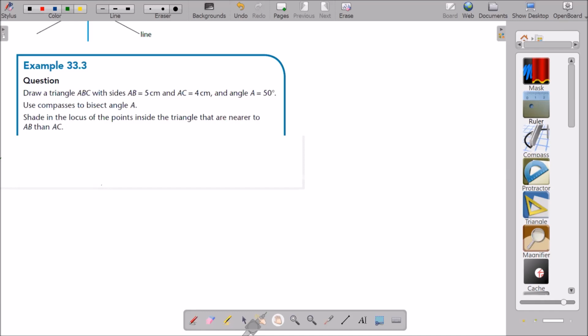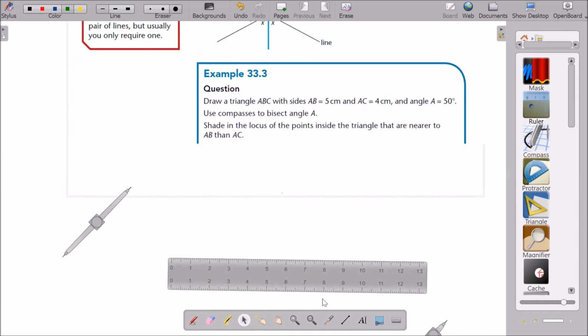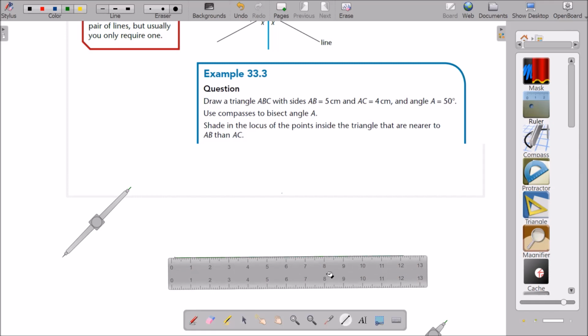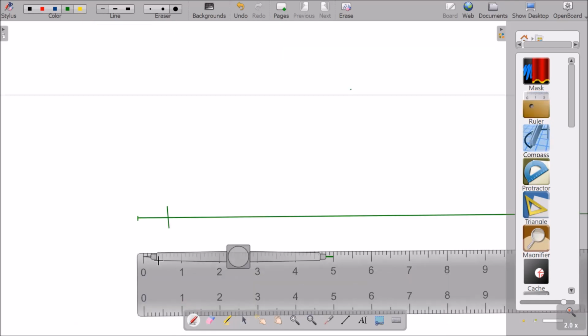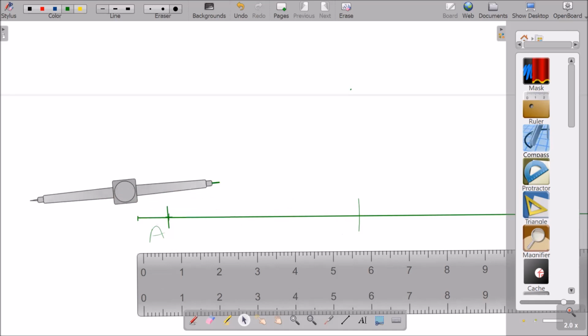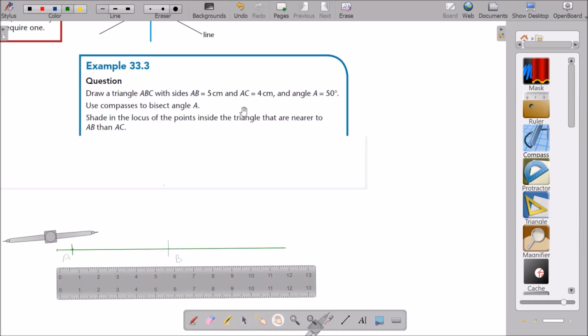Okay, let's draw the triangle. So first we want AB, which is 5 centimeters for our baseline. Draw our line, mark point A, then take our compass, measure 5 centimeters, go to point A and mark off point B at 5 centimeters. Okay, that is our point B.